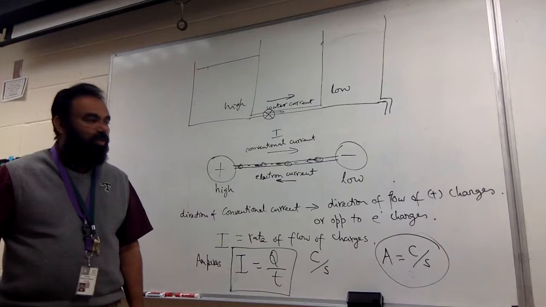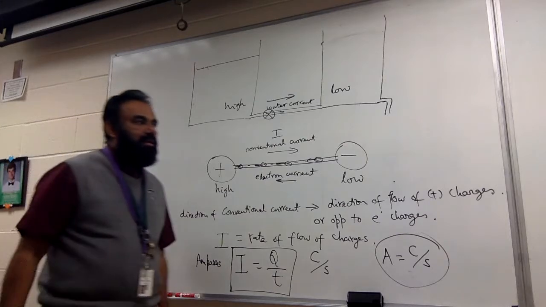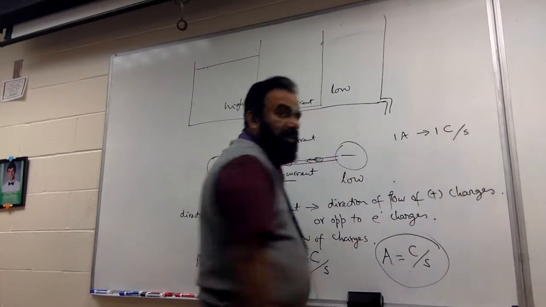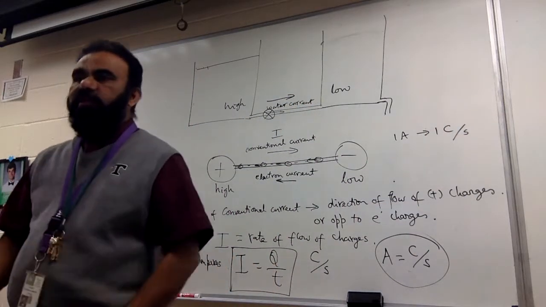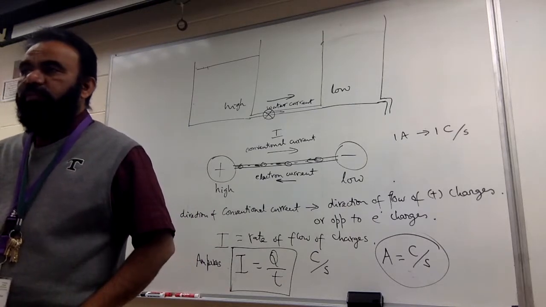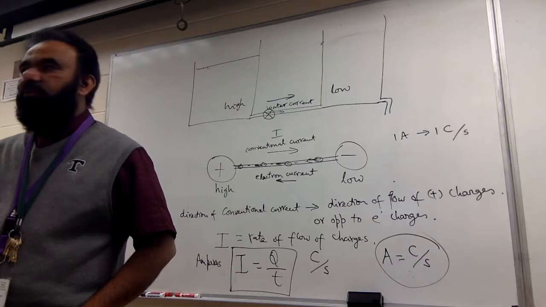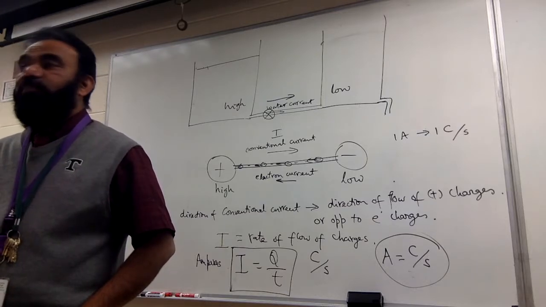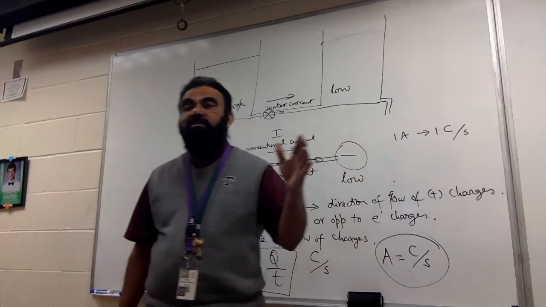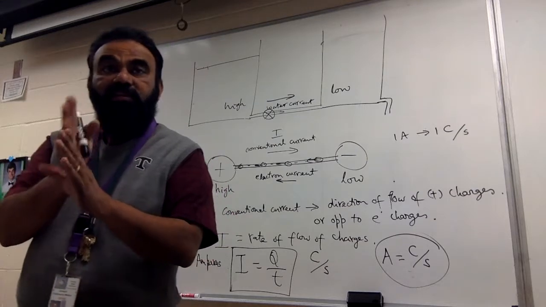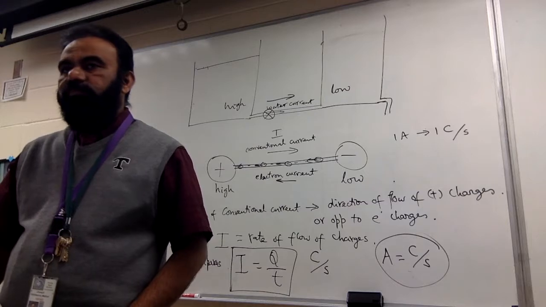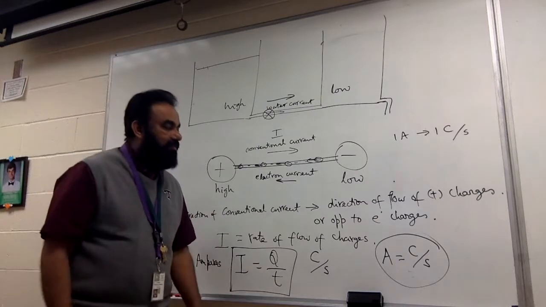So when you say 1 ampere, what does that mean? 1 ampere means 1 coulomb per second. It's a big current. 1 coulomb per second. How many electrons is that? 1 coulomb is 6.25 times 10 power 18 electrons. So if 6.25 times 10 power 18 electrons cross a certain spot per second, then the current is 1 ampere. So you understand the connections there. That is called 1 ampere.